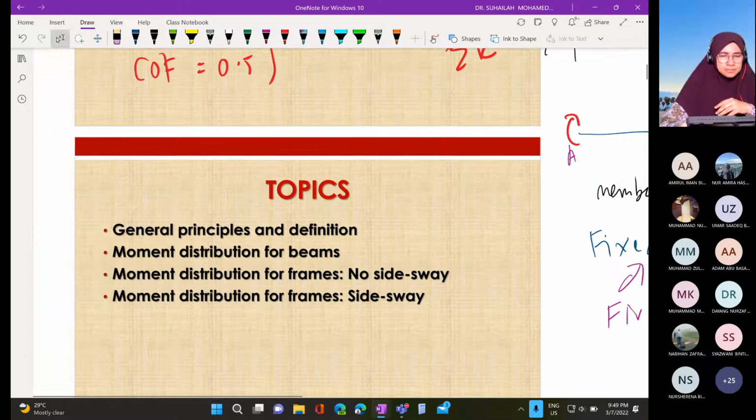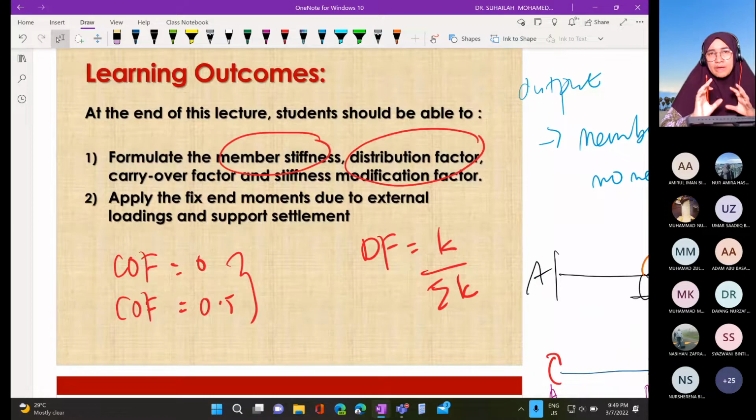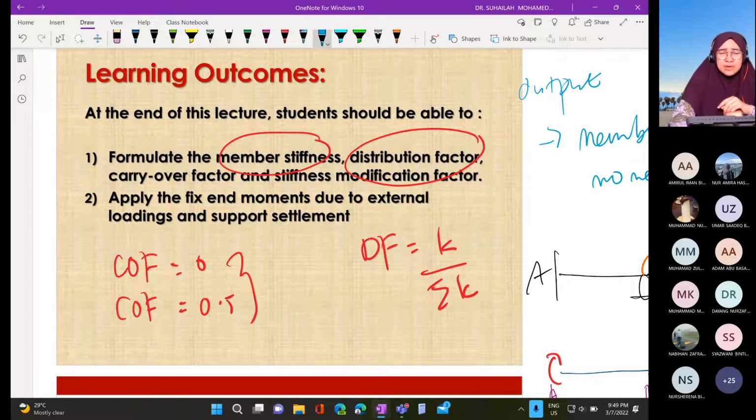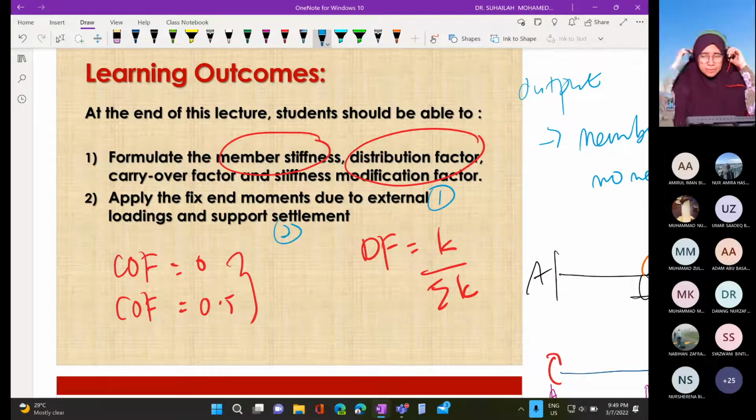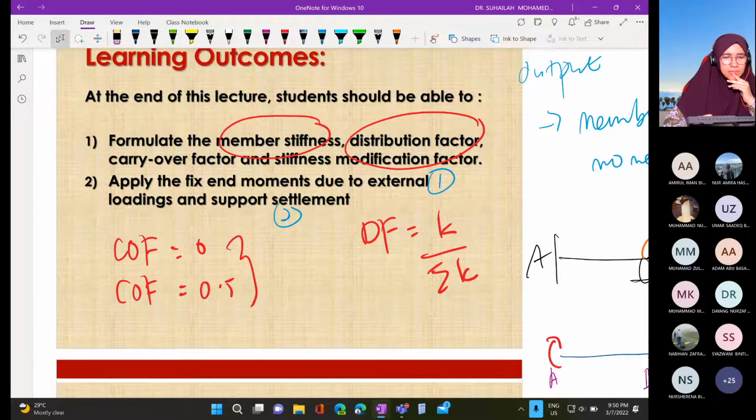That is why here, you have to understand that fixed end moment has two categories. One is due to external loading. This is number one. Two is support settlement. There are two.